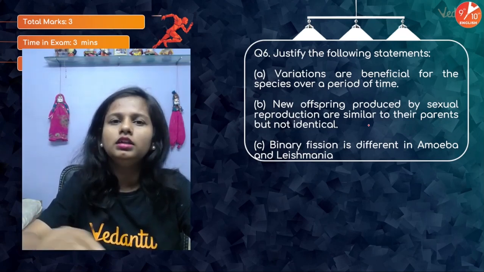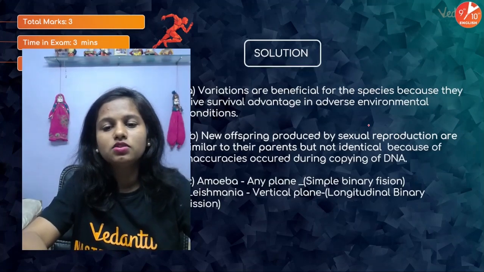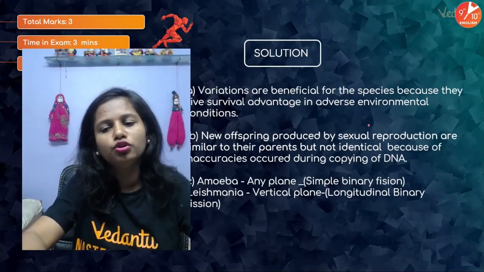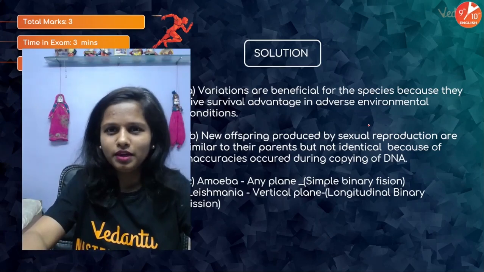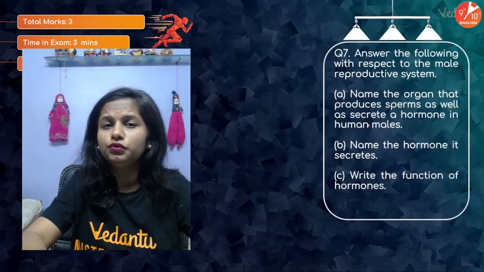Now Leishmania divides through the longitudinal plane, the vertical plane, and hence it is called longitudinal binary fission. Okay, perfect.